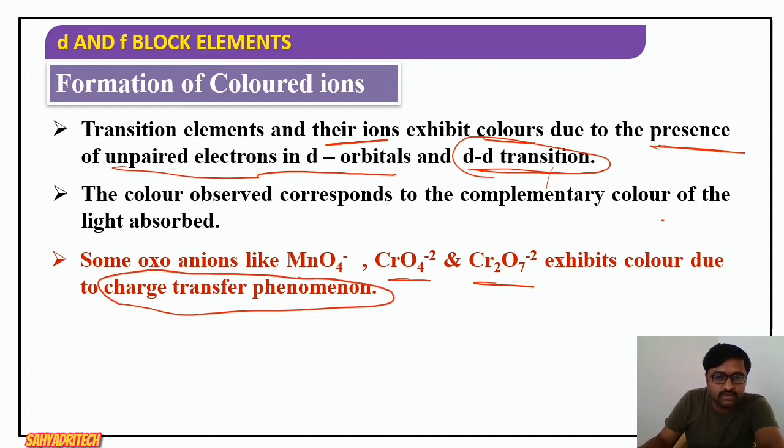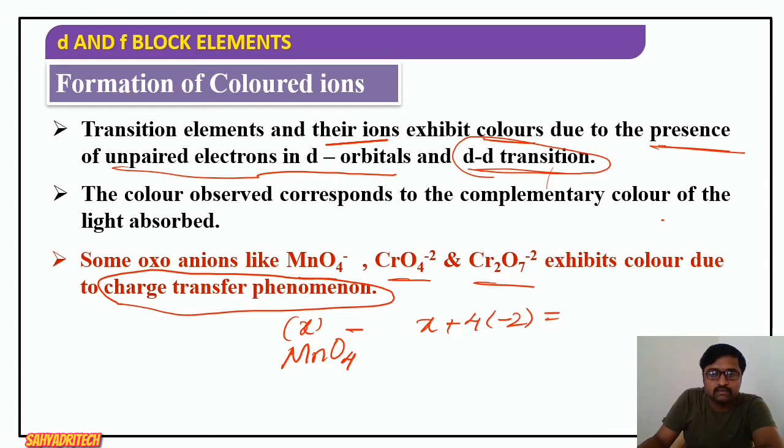Well, here I will explain one example, say MnO4 minus. I want to calculate the oxidation state of manganese here. So consider X plus 4 into oxygen, minus 2, is equal to the net charge, minus 1. So X minus 8 is equal to minus 1. So X is equal to 8 minus 1, so X is equal to plus 7. Which means Mn is present in plus 7 state.